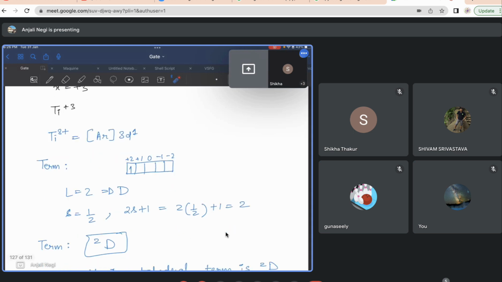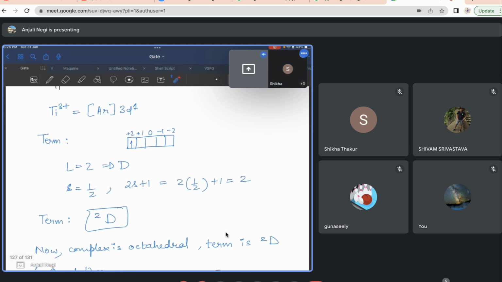Now, looking at the electronic configuration, it is very simple. I have also discussed the Orgel diagram in one of my live sessions or one of my solution videos, so you can check that out. What is an Orgel diagram?